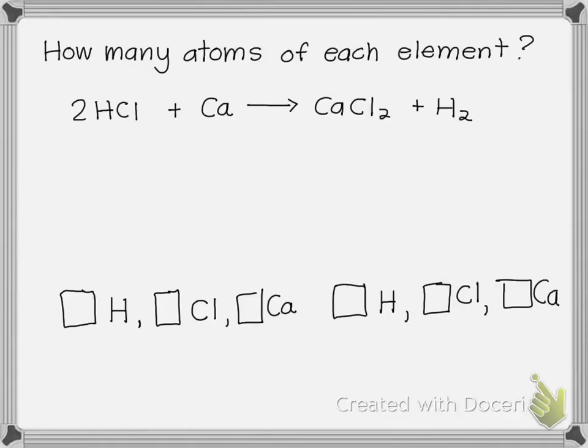One thing we would do to determine if an equation was balanced would be to count how many atoms of each element are on both sides of the chemical equation. So when I talk about sides of a chemical equation, there's two sides. On the left of the arrow, we have the reactants, and on the right of the arrow, we have the products.